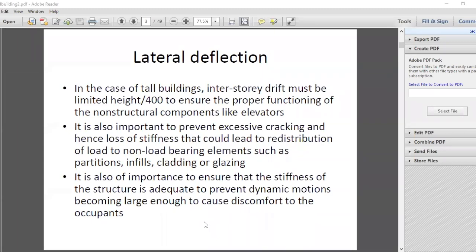this acceleration is controlled. So there are methods given in codes to approximately determine the wind-induced acceleration. So we have to calculate those accelerations and ensure that the movement of the building is controlled to the extent that the accelerations will not be felt by most of the people occupying the building.